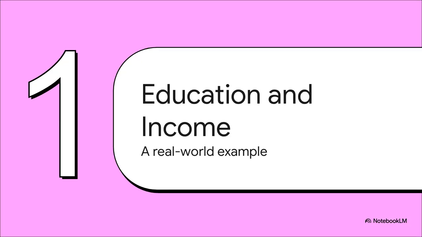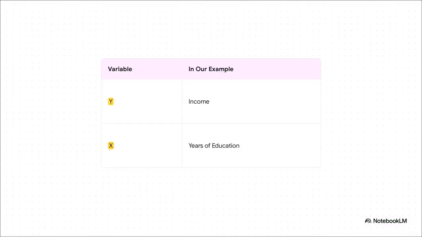Okay, enough with the theory. Let's see how this all clicks together with our real-world example, education and income. This is where those abstract ideas suddenly get very, very real. So let's just map it out to be super clear. The variable we want to predict, our y, is income. And the clue we're using to do that, or x, is years of education. We're just trying to figure out how x can tell us something meaningful about y.